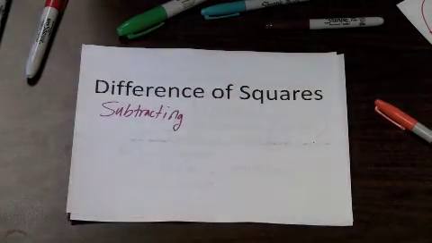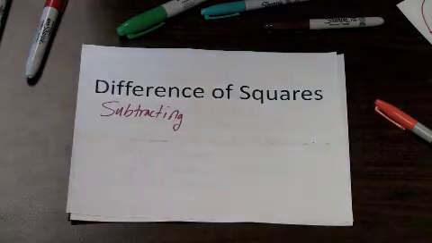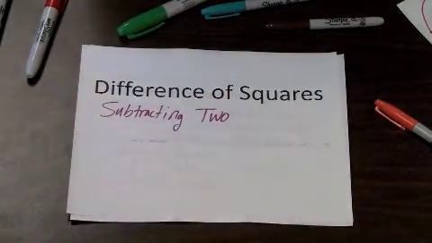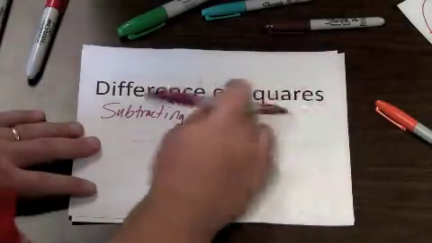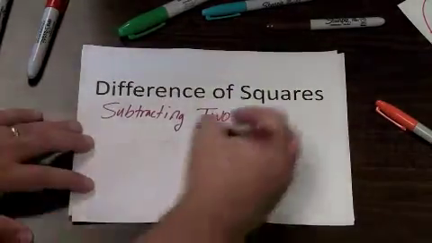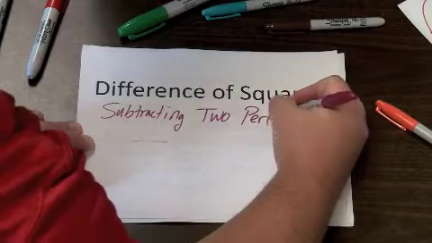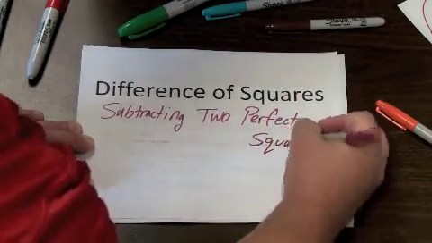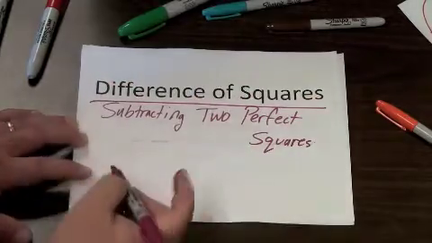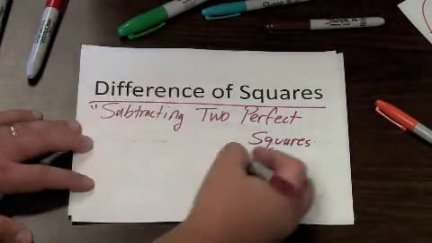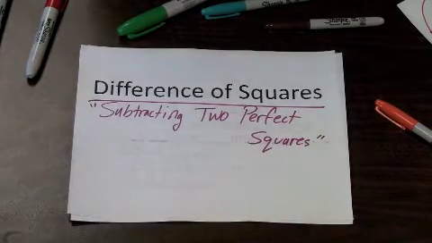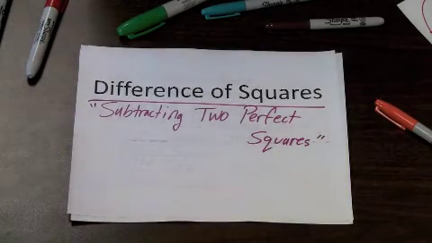Subtracting what? Now if you're subtracting 2 quantities, so you're subtracting 2 of something. Subtracting 2 what? Squares. Squares is a shortened term for perfect squares. So when we say difference of squares, what we're actually meaning is that it is a subtraction of 2 perfect squares.